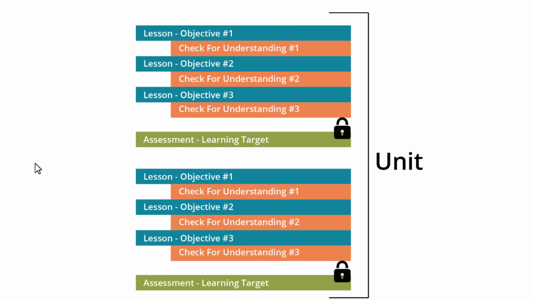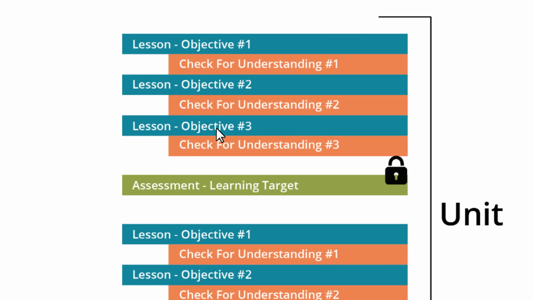The structure is that you will have 5 units. Within each unit, there will be different topics that you need to learn. Within those topics, you will see these blue lessons, and then you'll see these orange assessments. The assessments after a lesson are called Check for Understandings.